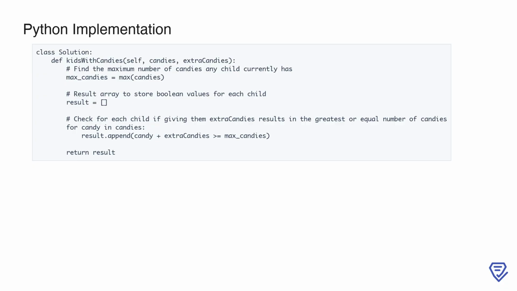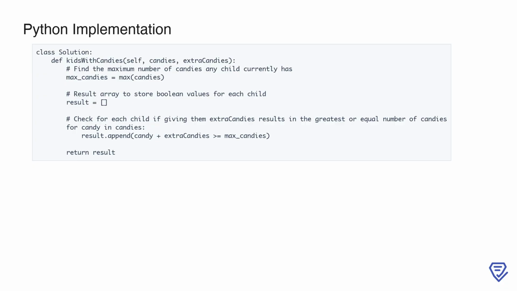We then iterate through the candies list using a for loop. For each child's candy count, we calculate the new total by adding extra candies. We check if this new total is greater than or equal to max_candies. If it is, we append true to the result list, otherwise, we append false. Finally, after processing all children, we return the result list.